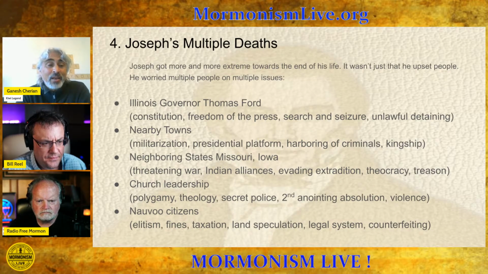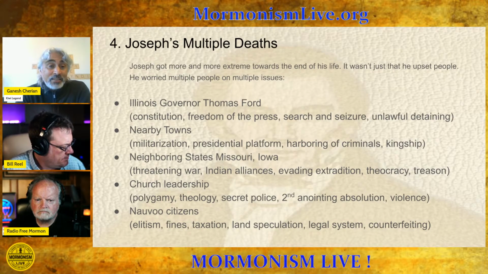Nearby towns like Warsaw and Carthage and even Quincy were concerned about the militarization going on with the Nauvoo Legion, Joseph's presidential platform, his harboring of criminals and getting them off with habeas corpus, including himself, and the idea of being crowned king, which was supposed to be a secret in the Council of 50 Minutes, of course, but this was leaking out to the wider public. These were all things that the nearby towns were aghast at, and this was crazy town.